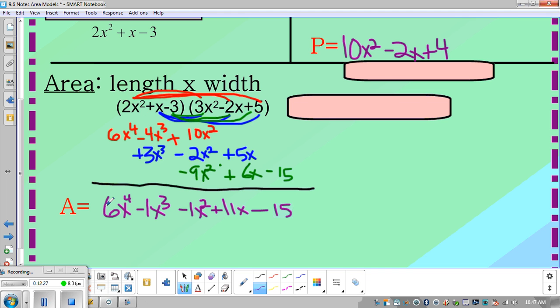Take a moment, that was a lot. We multiplied a trinomial times another trinomial. Take a moment, let that sink in, replay if you need. When you feel ready and you're confident, move on to the next slide.